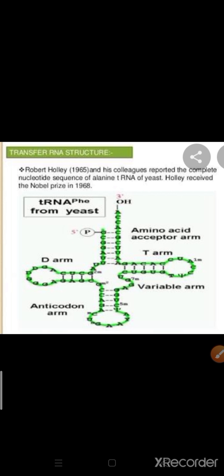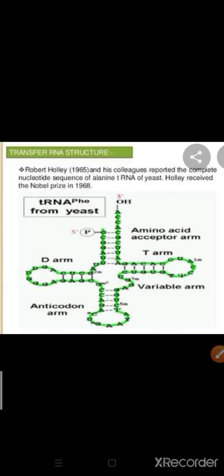Clear? tRNA is the smallest RNA, children, and also known as the soluble RNA. So the question can be asked: what is the soluble RNA, or what is the smallest RNA? And one more thing, they are also known as the adapter RNA. So the answer is tRNA. tRNA is also known as the adapter RNA, smallest RNA, and soluble RNA.